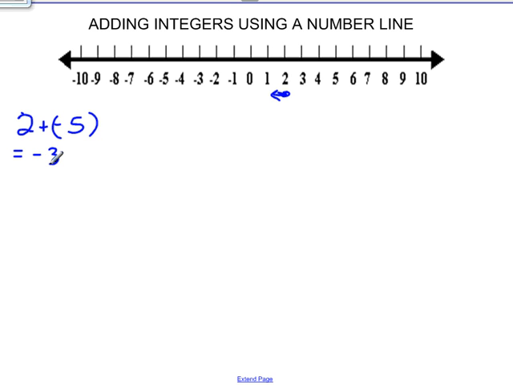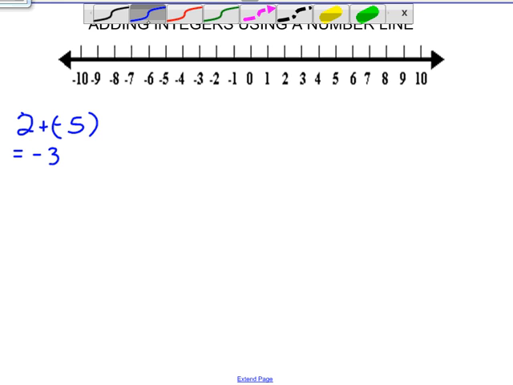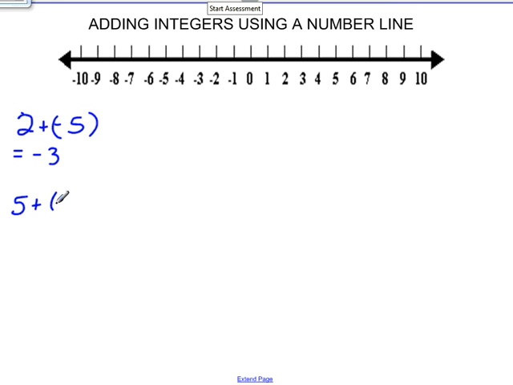So let's do another one, and I'll just erase that previous starting point. Let's have 5 plus -2. So I'm at 5. So here's 5. I'm going to add -2. So I count 1, 2, and I'm going to end up at 3.